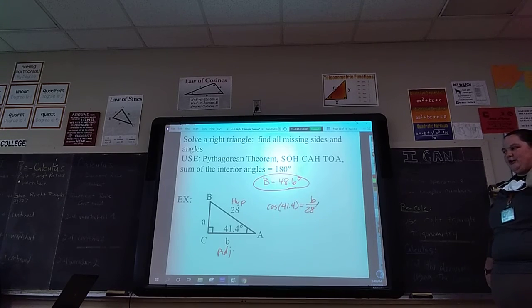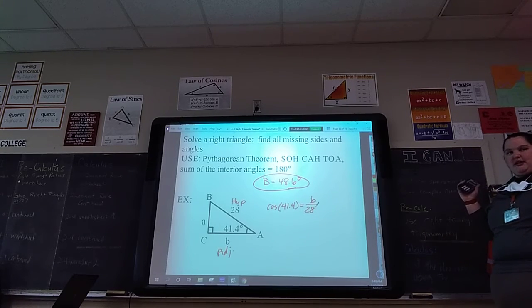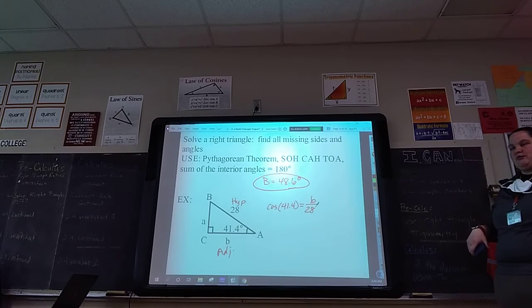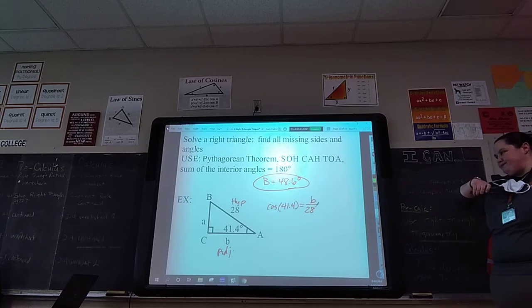Now, I typically use the angle that's already given. Could you use that other angle? Sure. But the big thing is, if you label your angle based off of the 41.4, don't then switch in the middle to use the other angle, because that switches what adjacent and opposite are. So that's why I just use the one that's already labeled.